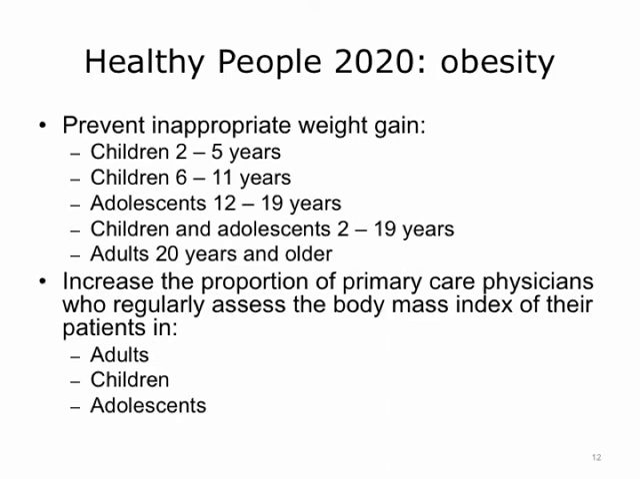Obesity is a priority public health problem. Healthy People 2020 has several objectives designed to combat obesity in this country. Examples shown include preventing inappropriate weight gain in children, adolescents, and adults, and to increase the proportion of primary care physicians who regularly assess the body mass of patients in adults, children, and adolescents.